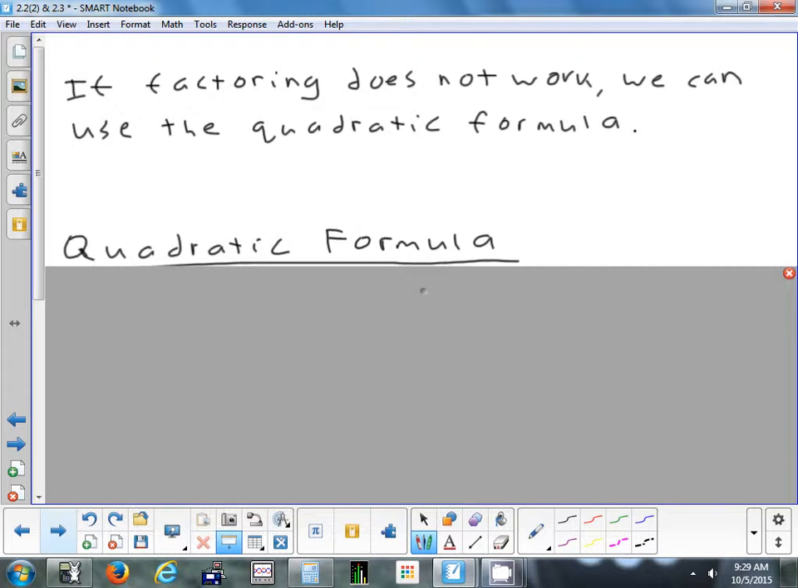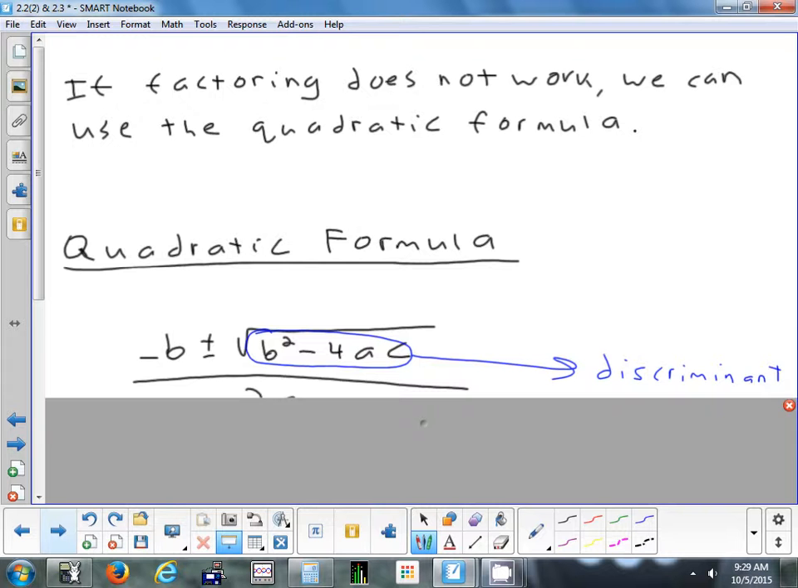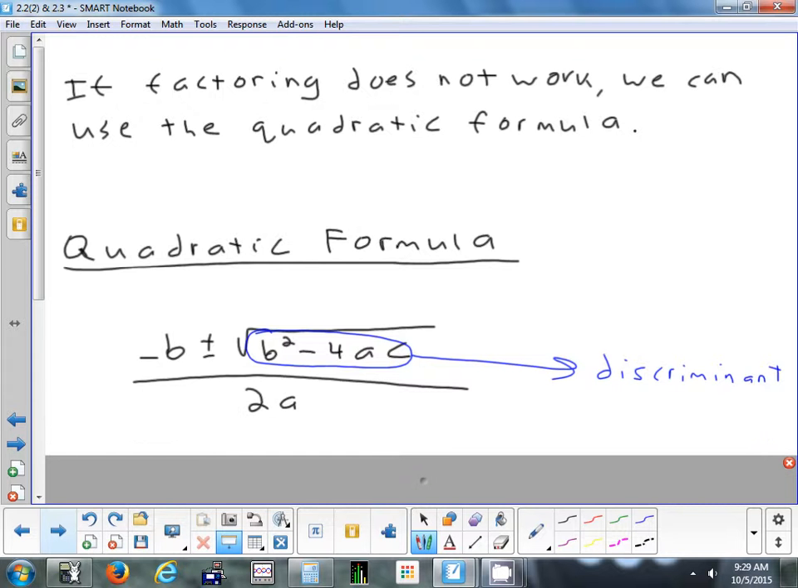Yeah? x equals negative b plus or minus the square root of b squared minus 4ac all over 2a. Perfect. Yep. That's your quadratic formula. Okay, so negative b plus or minus the square root of b squared minus 4ac all over 2a. Okay, this part under the square root has a special name. Just the b squared minus 4ac. Let's call it the discriminant.